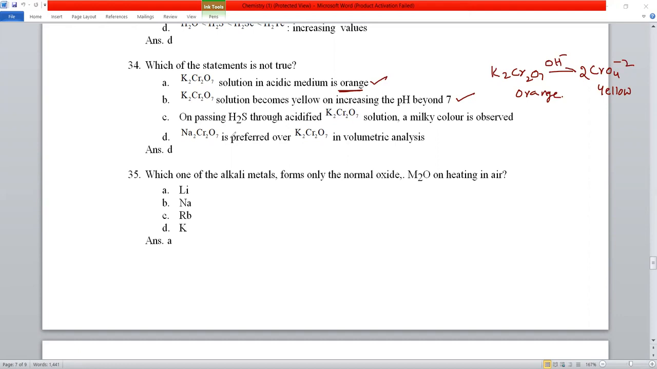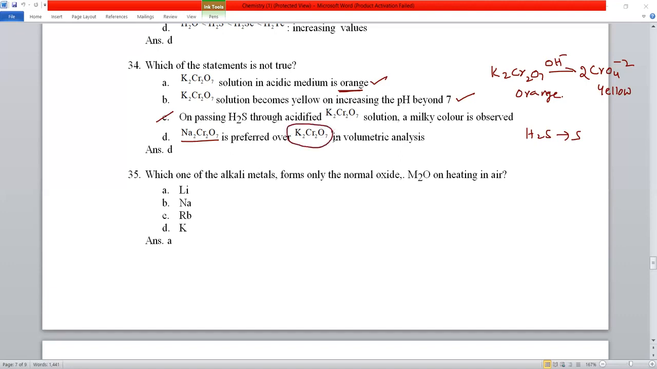Correct only statement. And on passing H2S through the acidic solution, milky color will be observed. Why? Because H2S is converted into sulfur, S form. So that is milky color. So that's why this will also be a correct statement. Then Na2Cr2O7 is preferred over K2Cr2O7 in volumetric analysis. This is the wrong statement, student.